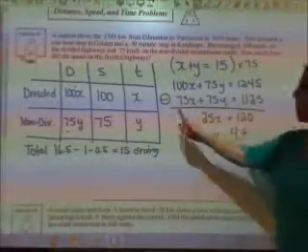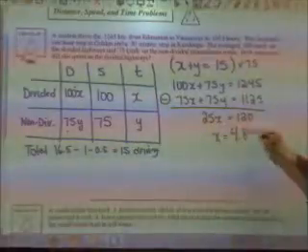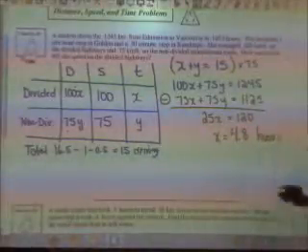Okay, and if I divide 120 by 25, I get 4.8, and 4.8 is the time spent driving on the divided highway. So she spent 4.8 hours.